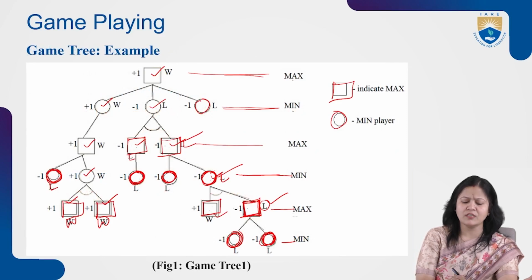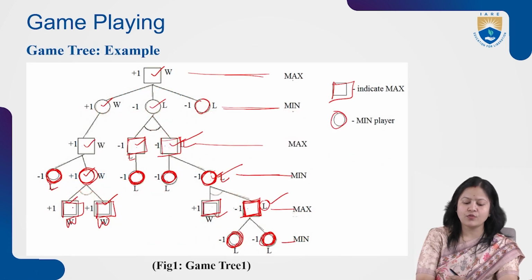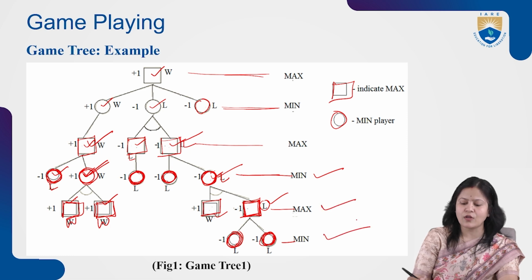Now check this one. W is given here and W is given here. These are max nodes, but we are trying to find out the status label for the min node. For a min node, if all the successors are win, then only we can consider it as win. Now you can see both the successors here are win, so it is also win. Now this is L and this is win. What would be the status of this one? If any of the successors is W, then for the max node it is considered as W. So this level is done.